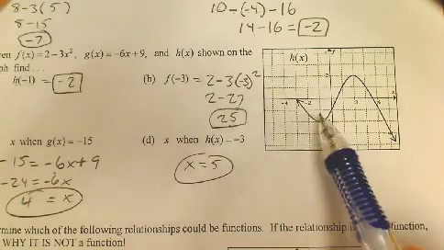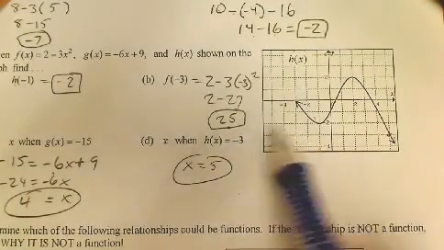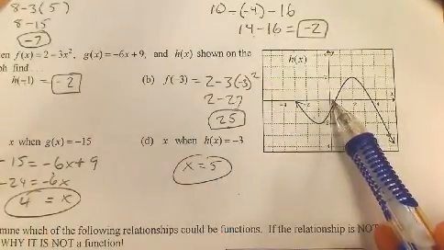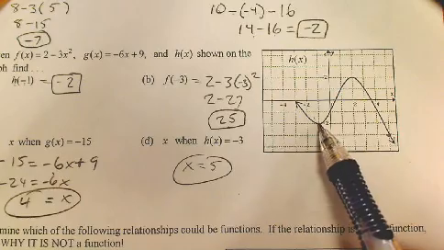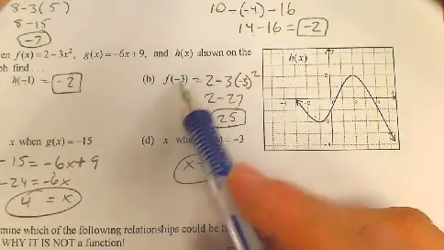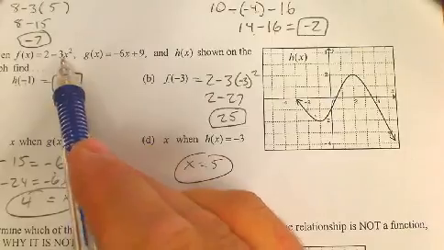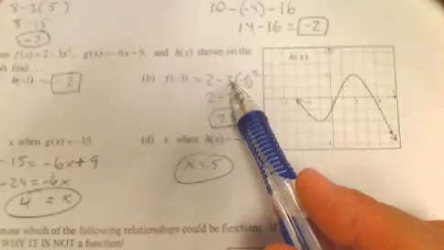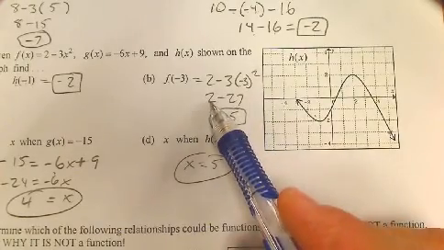H of negative 1, well, this is h of x. So that means my negative 1 is my x. So I go negative 1 for my x, and my y value is negative 2. F of negative 3 means plug it in for x. So I plug negative 3 in for x, I square it, multiply it by 3, and I get 27. 2 minus 27 is 25.